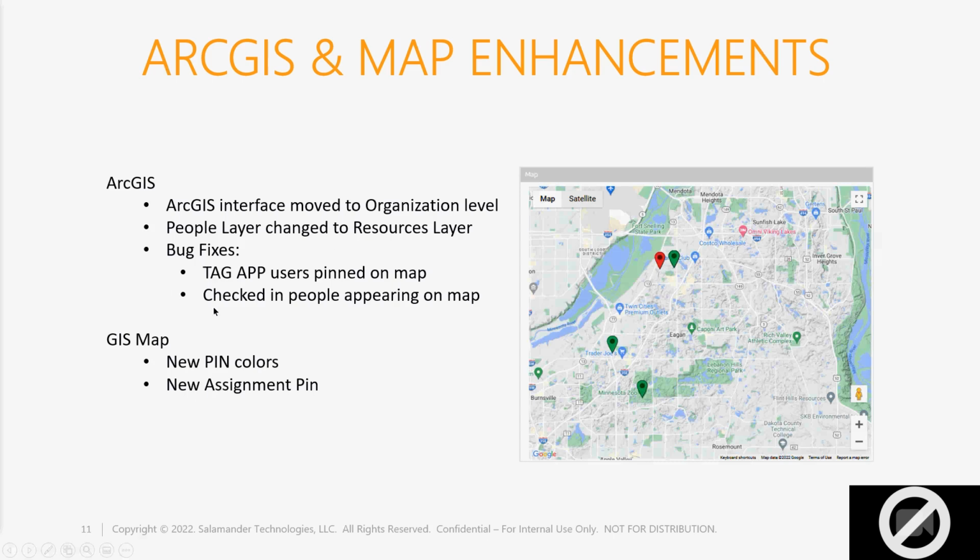And then we also did some bug fixes where tag app users, for some reason, weren't pinning onto the map before. Now they are. And checked-in people were not appearing on the map, and now they are. As you know, for ArcGIS, as people are checked into an assignment, it will list all the people that have been checked in within that particular assignment.